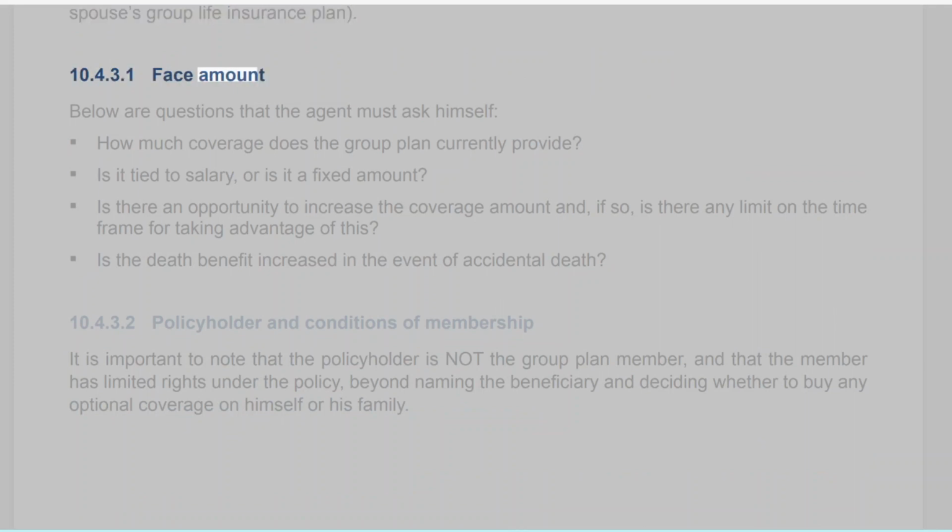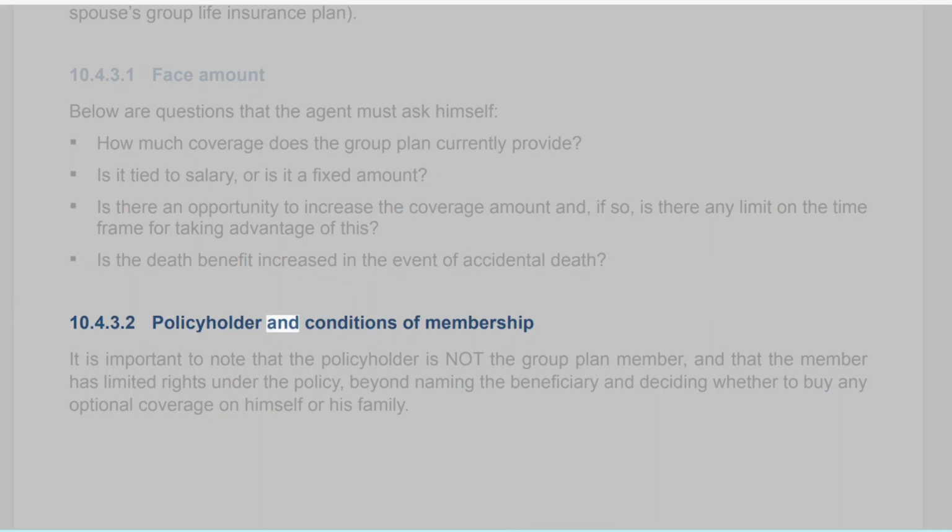10.4.3.1 Face amount. Below are questions that the agent must ask himself. How much coverage does the group plan currently provide? Is it tied to salary, or is it a fixed amount? Is there an opportunity to increase the coverage amount, and, if so, is there any limit on the time frame for taking advantage of this? Is the death benefit increased in the event of accidental death?